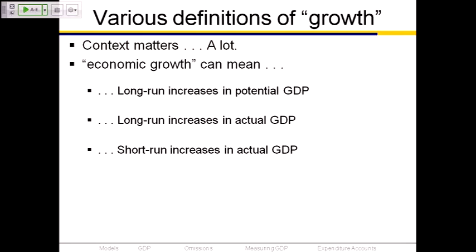So when you're reading some article about economic growth, you just have to read for context and see what they are talking about. Are they talking about increases in potential GDP? That's what we talked about in September. Are they talking about long-run increases in actual GDP? That's a focus oftentimes of economic history. Are they talking about what's been happening over the last year or so? Oftentimes a focus of macroeconomics. So just a little tip. No clicker question, but a tip instead.